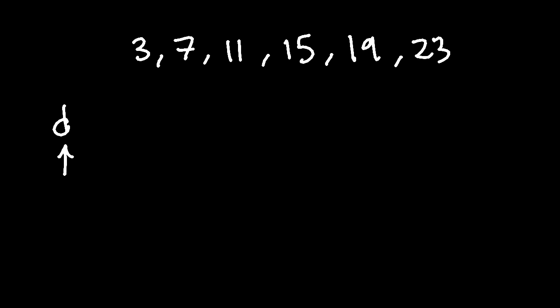D is a symbol for that. The common difference is a consistent number that a sequence is being added by. So in this case, to go from 3 to 7, we'd have to add 4. And to go from 7 to 11, we'd add 4 again. So this means our common difference is 4.